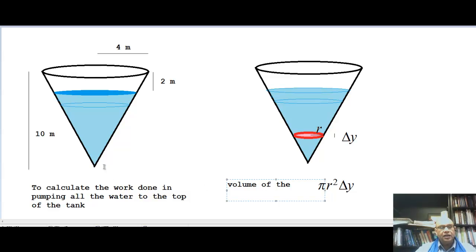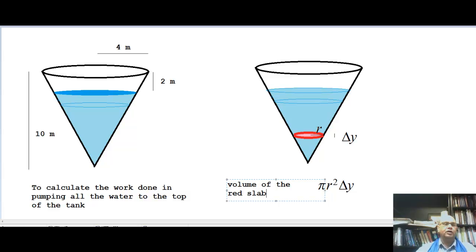This is already filled in up to 8 meters. So 2 meters is the depth that's not filled in, so you have to lift. Okay, you got it right. So this is the volume of the colored slab, or red slab. Am I making sense?